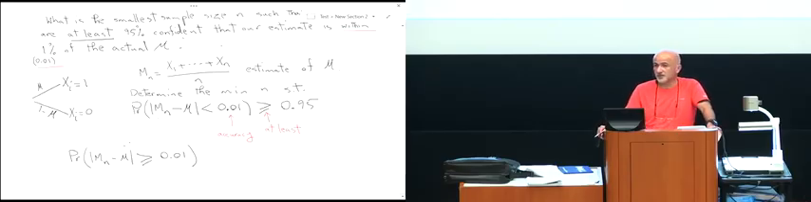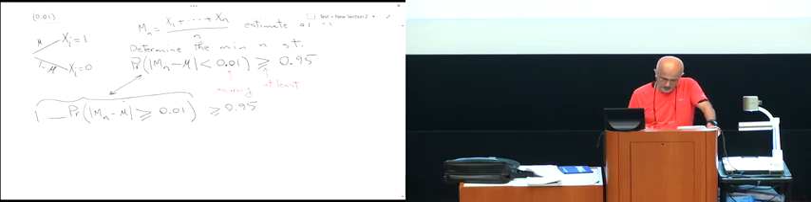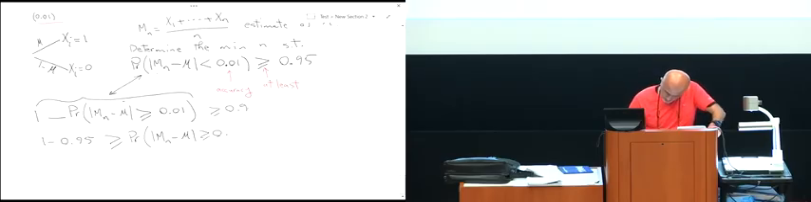How are these two probabilities related? They're complements. So this is equal to 1 minus that. And I want this to be greater than or equal to 0.95. I take the 0.95 to the other side, so I have 1 minus 0.95. And I take the probability to the other side, and then I reverse again. Mn minus mu is greater than or equal to 0.01.